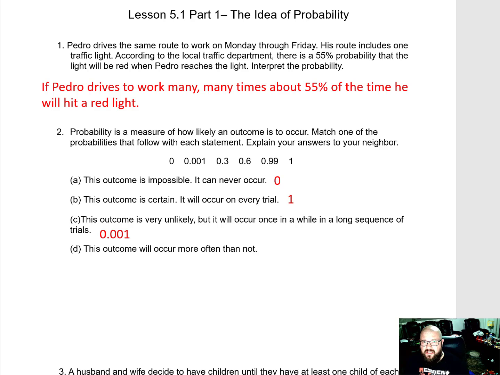And then another one that's close, right? That's above the median of it, right? So above the middle part of it. We're looking at 0.6. I would say 0.6 or 0.99 could be good probabilities that we could say that an outcome will occur more often than not. So we're going to go with 0.6 or 0.99 in this situation.